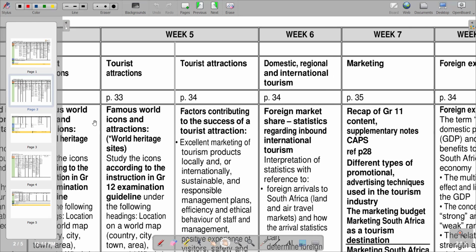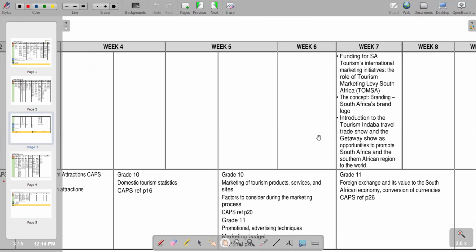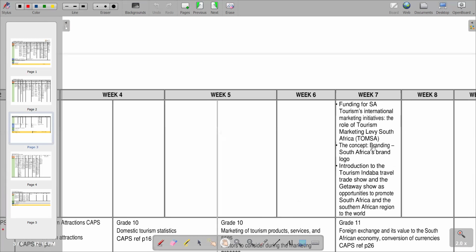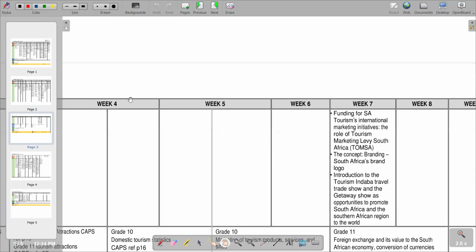So let's try to see the prerequisite knowledge of week 7. We are now in week 7, whereby you are supposed to know grade 11 before you start your week 7, and know your foreign exchange and its value to the South African economy, and conversion of currencies, referring to grade 11. So this is knowledge that we are supposed to have before you start your content for week 7. This prerequisite knowledge also applies to week 8. Very important to take note.